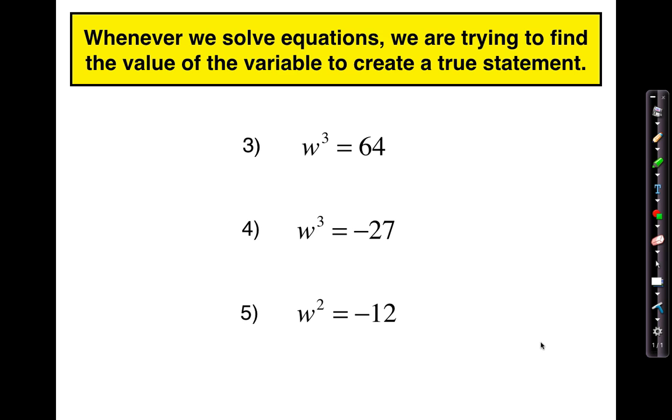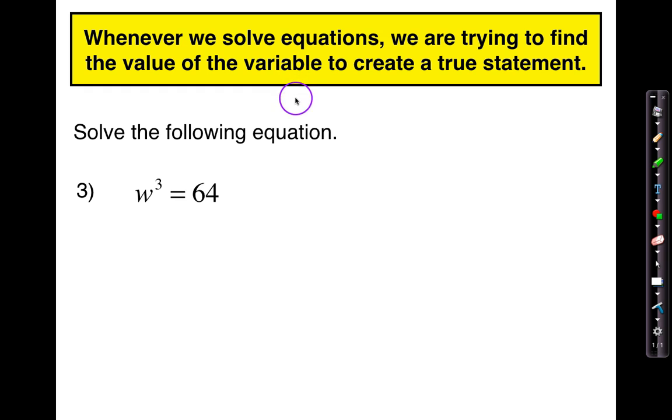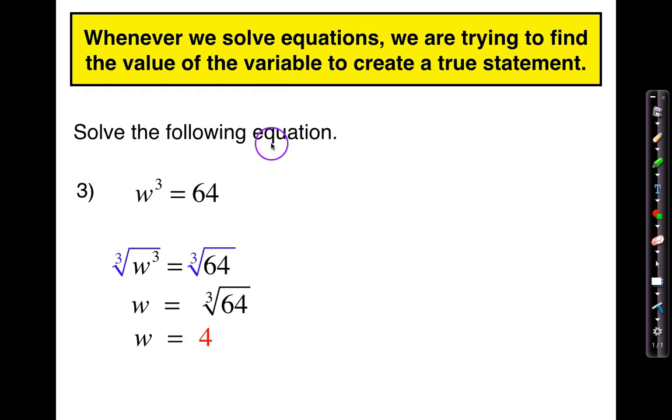Okay, let's check out our answers. Number 3, hopefully you took the cube root of both sides and ended up with W equals a positive 4. It's not going to include any negative numbers. And of course, hopefully you checked your work: 4 cubed, does this equal 64? Yes, it does. So it checks out.